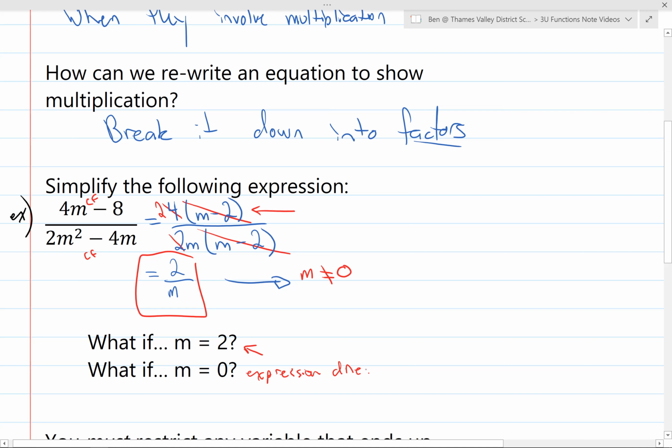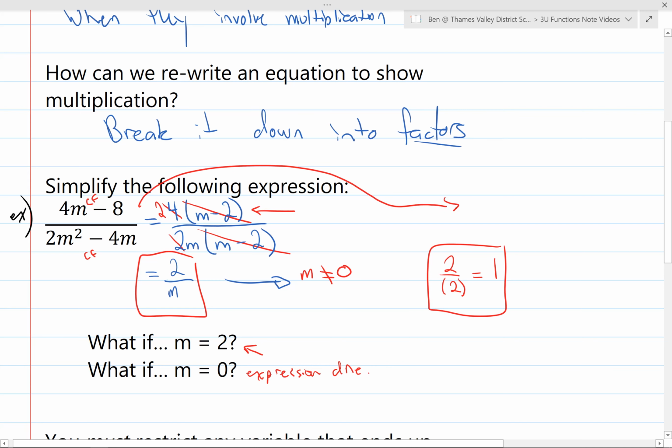Now, what about when m equals 2? Well, I could take a look at this final answer, and I could say, okay, if m equals 2, then I would have 2 divided by 2, which I know equals 1. Great. Well, except that's not what I would have found if I'd calculated that from the beginning.